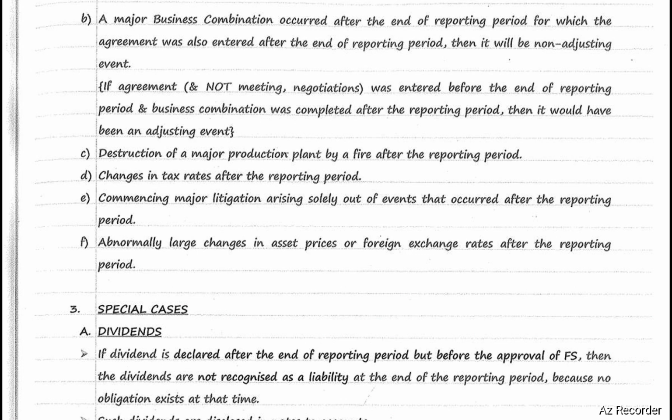Second example is a major business combination occurred after the end of the reporting period, for which the agreement was also entered after the end of reporting period. Then it will be a non-adjusting event. If agreement was entered before the end of the reporting period and business combination was completed after the reporting period, then it would be an adjusting event. If agreement has occurred, it will be an adjusting event. If agreement has not occurred, then it will be a non-adjusting event. Meetings, negotiations do not matter.